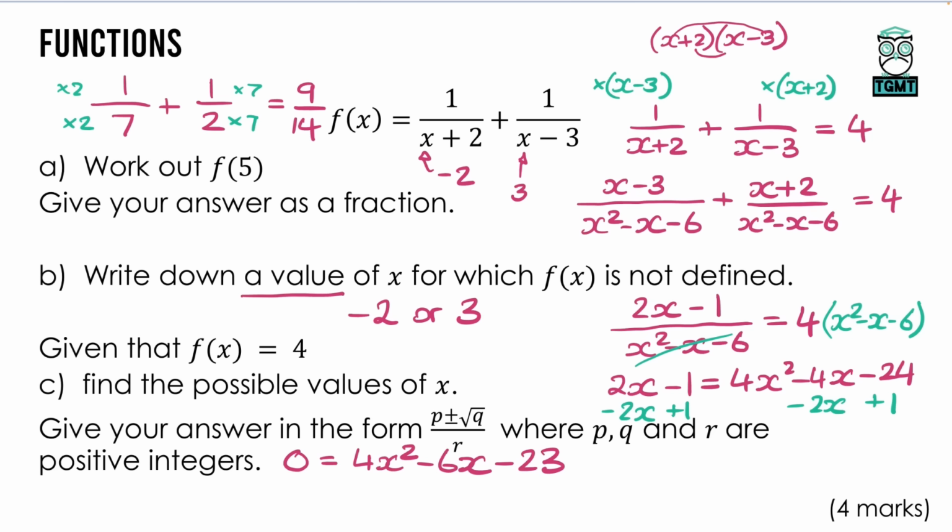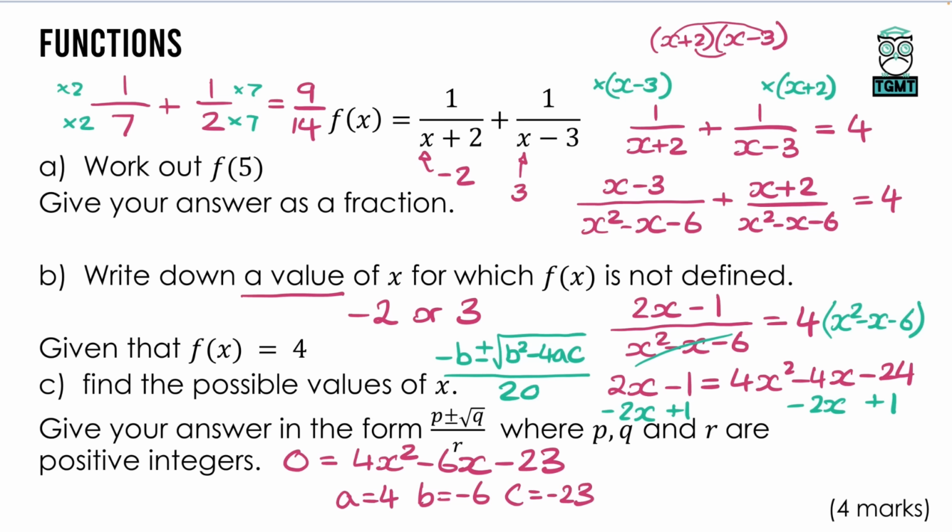However, it does want it in this form p plus and minus root q over r, which is essentially putting it into the quadratic formula. So here a is equal to 4, b is equal to negative 6, and c is equal to negative 23. Our quadratic formula is minus b, we're kind of running out of space here, but it's minus b plus and minus the square root of b squared minus 4ac all over 2a.